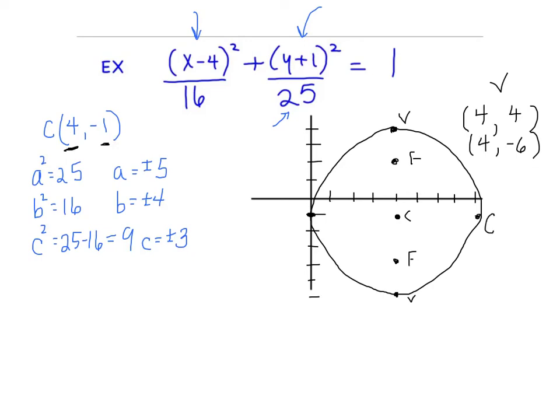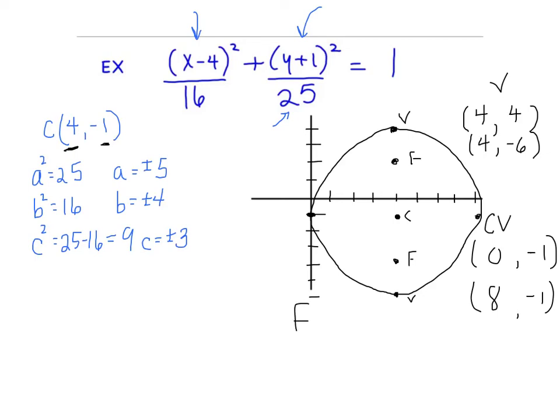All right, the co-vertices are going to be in the opposite order. So that means they're both going to have negative 1, right? They're going to be at negative 1. But the x-coordinate is going to be 4 plus 4 and 4 minus 4. So you can see here it's going to be 0 and 8.